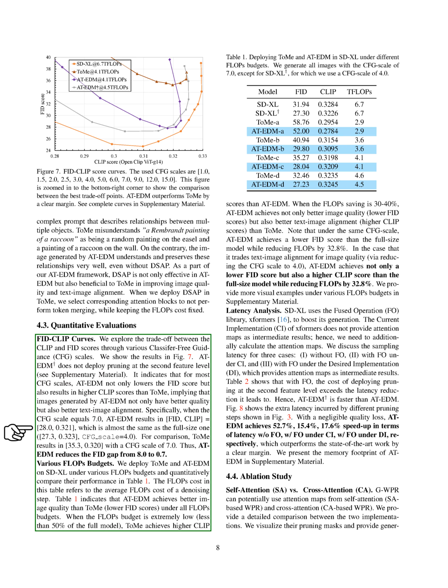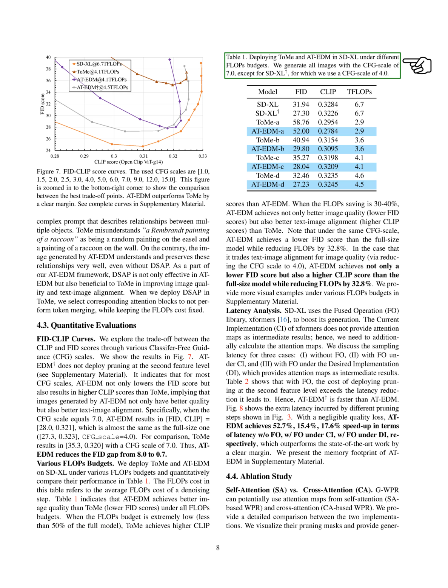However, with a 30 to 40% reduction in FLOPS, AT-EDM not only improves image quality, lower FID scores, but also enhances text-image alignment, higher clip scores, compared to TOME. Remarkably, under the same CFG scale, AT-EDM achieves lower FID scores than the full-size model while reducing FLOPS by 32.8%.